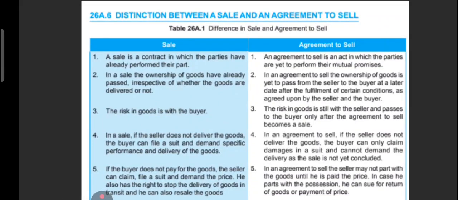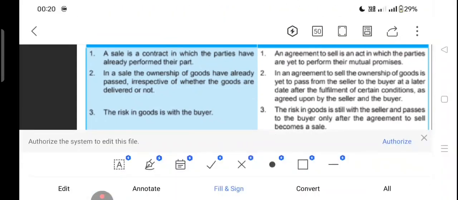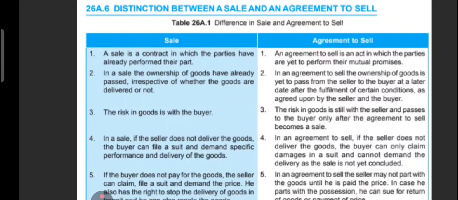So let's clear the confusion, sale versus agreement to sale. When you are buying or selling goods, the timing of the ownership and the right really matter. So what is the real difference between sale and agreement to sale? First of all, sale means what? Deal is done, and agreement to sale means what? Deal to be done.